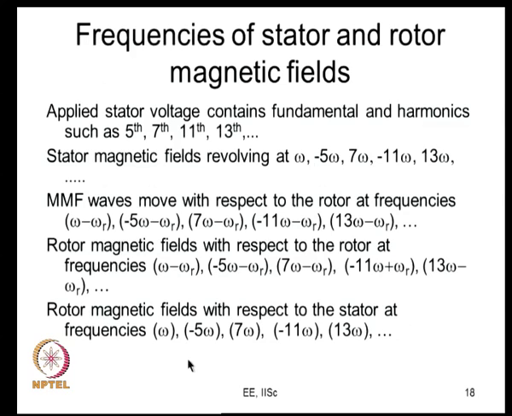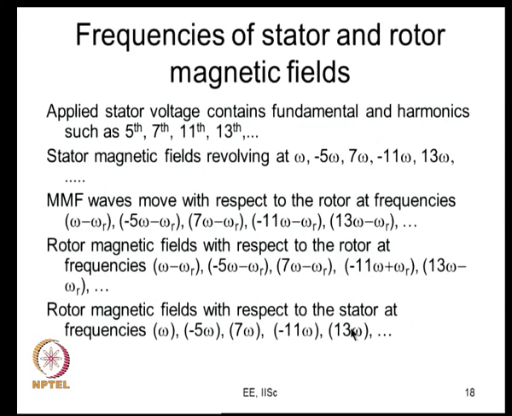The same way, the fundamental magnetic field and the 7th harmonic rotor magnetic field interact to produce the 6th harmonic torque. Because when you look at these two fields, the angle between them changes, and it changes at 6 times the fundamental frequency. The same way, omega interacts with minus 11 omega to produce a 12th harmonic torque. This field interacts with this field to produce again a 12th harmonic torque.